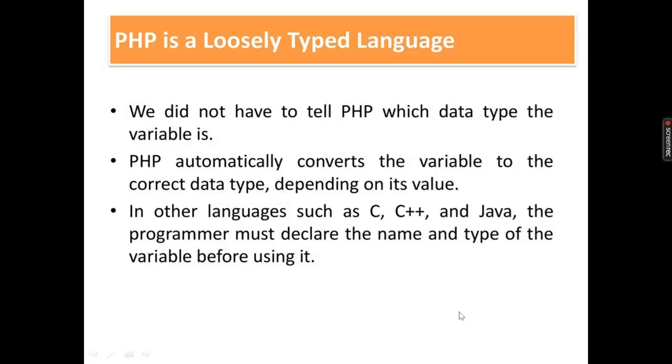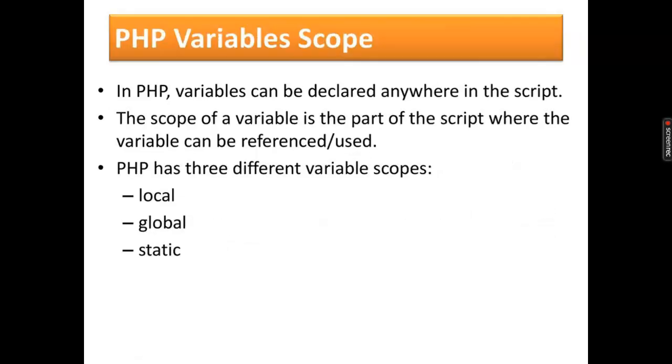Suppose we give a value as $a equal to 1.2. It converts the variable into a float data type. In other languages such as C and C++, we need to declare the name and the type of variable before using the variable. Here the variable scopes are local, global and static. The scope of a variable is the part of the script where the variable can be referenced or used.